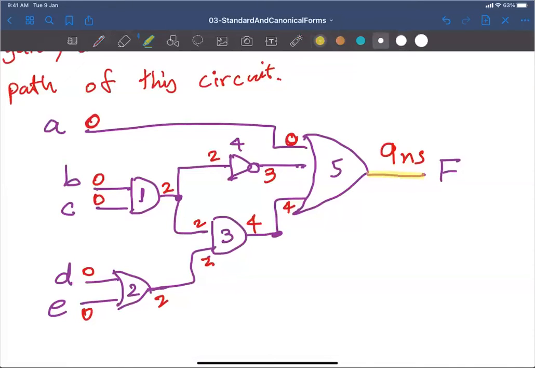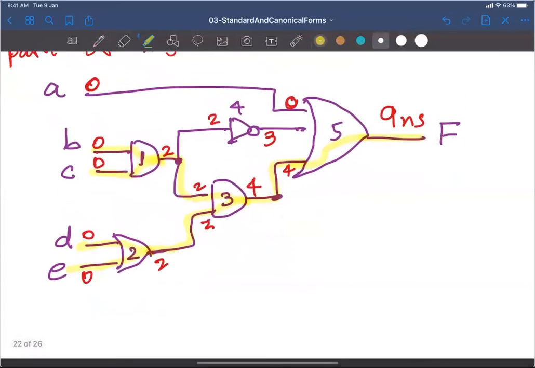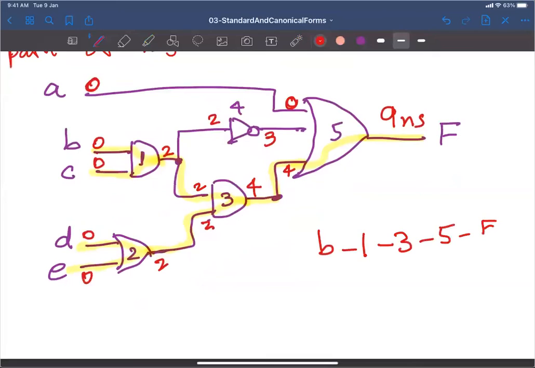So we start from here, and then we go to input number 3 here, and here we have a choice, okay? We either go here, and here we have another choice, or here, or we can go here as well. So one of the critical paths is, let's say, no, not A, of course. It's B, and then we go through gate 1, and gate 3, and then gate 5, and then F. Right? This is a critical path, okay?